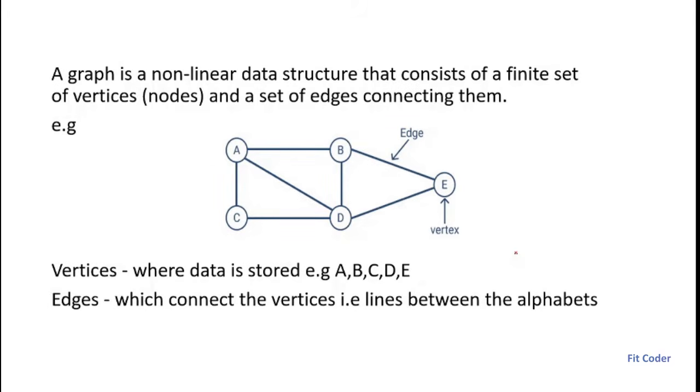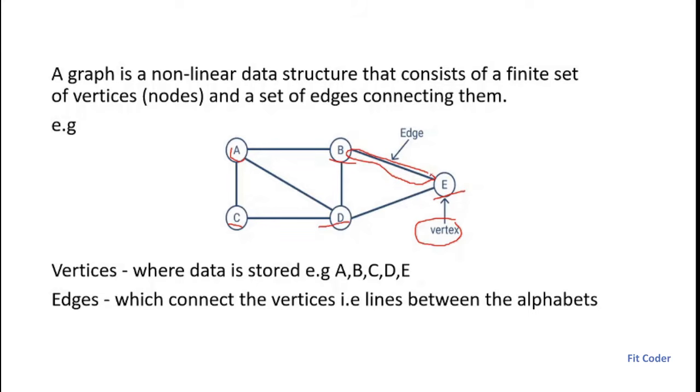So the first question comes, what is a graph? As we discussed earlier, graph is a non-linear data structure. It basically comprises two parts. It has a finite set of vertices and a set of edges that connect them. In the diagram, I have shown a graph. It has five vertices: A, B, C, D, and E. The vertices are also known as nodes. And you can see lines connecting each of these vertices. This line is called an edge.